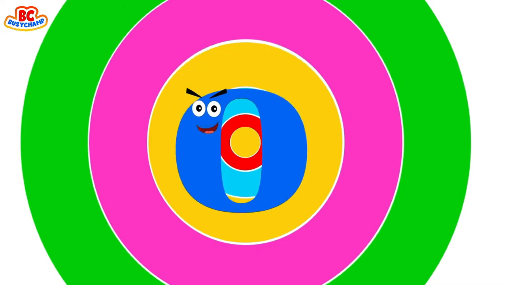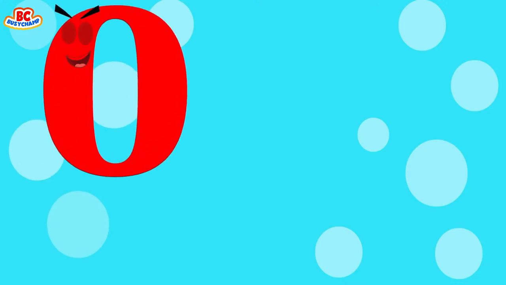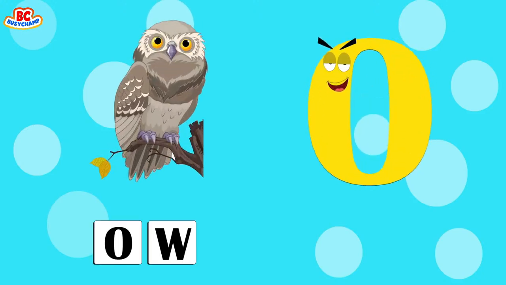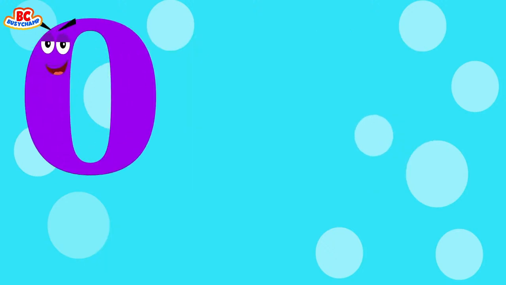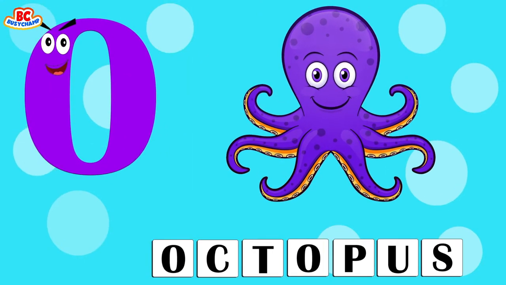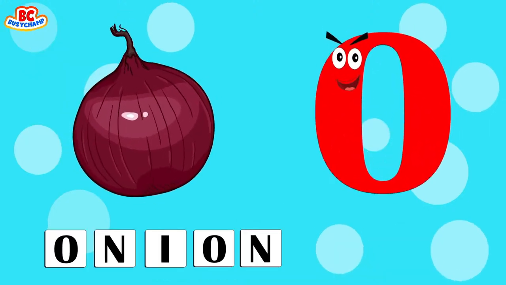Here comes the letter O. O is for orange, O, O, orange. O is for owl, O, O, owl. O is for octopus, O, O, octopus. O is for onion, O, O, onion.